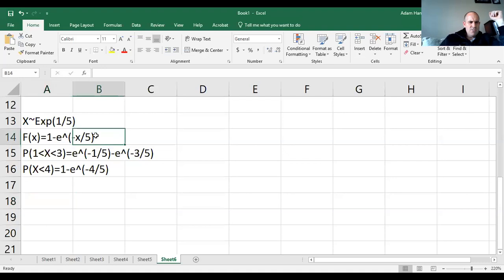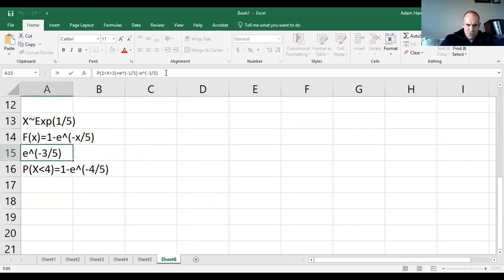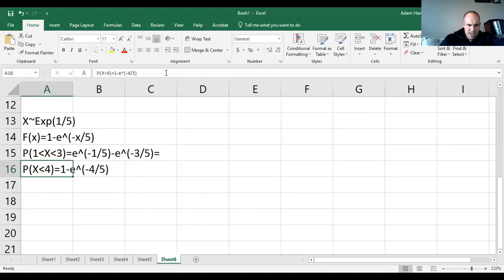Okay, I'm over here in Excel. I've copied down the stuff that we knew. We were dealing with an exponential random variable with parameter 1/5. We had the CDF being 1 minus e to the negative x over 5. We computed this probability. These were the exact probabilities using the CDF. So let me write down a number here. I'm going to put an equal sign right here, and I'm going to put the real number in here.